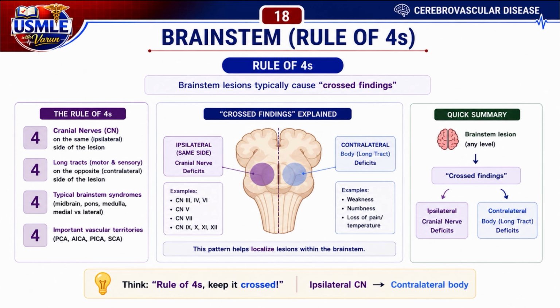Whenever there's brainstem lesion at any level, there are crossed findings. This could be associated with ipsilateral cranial nerve deficits or contralateral cranial nerve deficits. This could be associated with weakness, numbness, loss of pain, or temperature. Ipsilateral cranial nerve involvement could lead to contralateral body deficit.